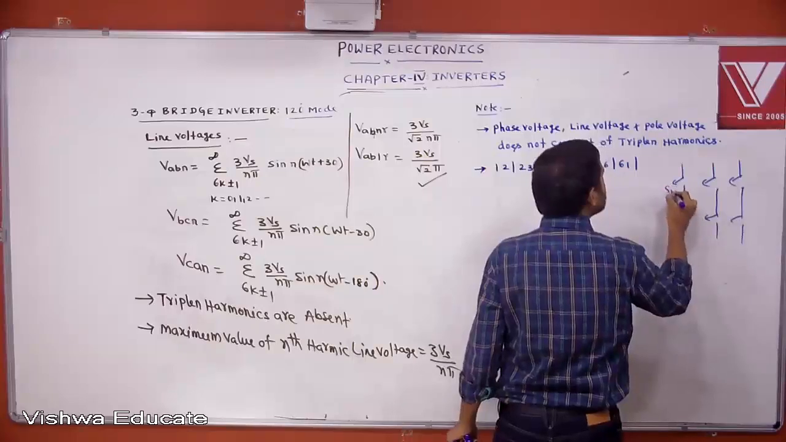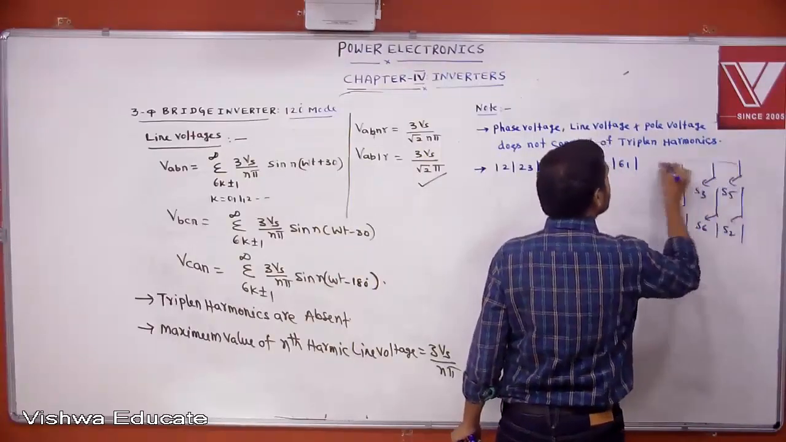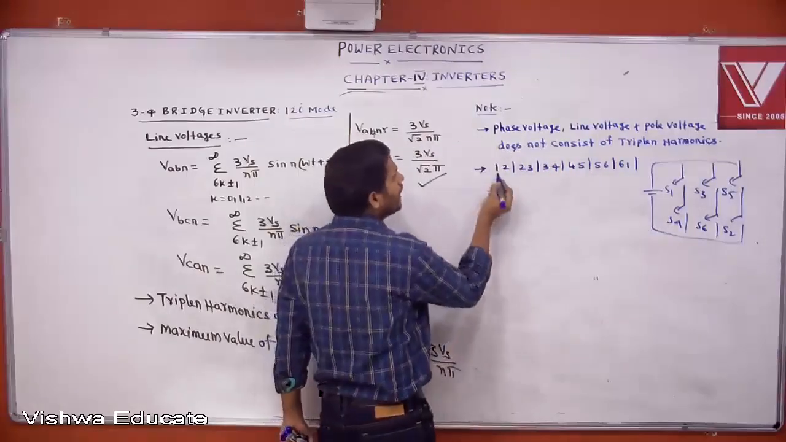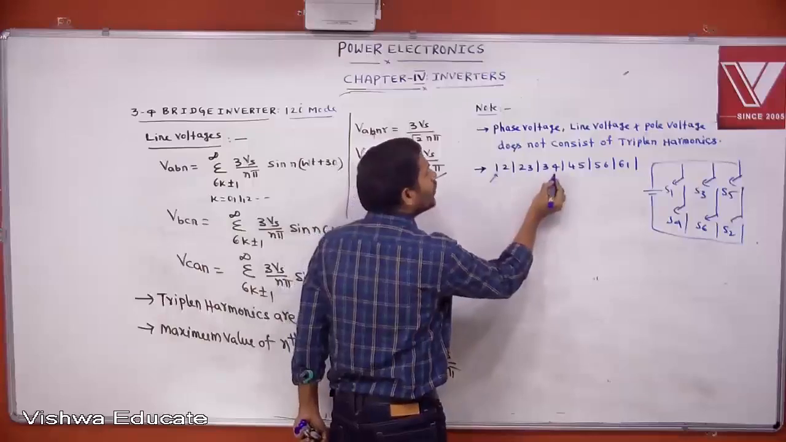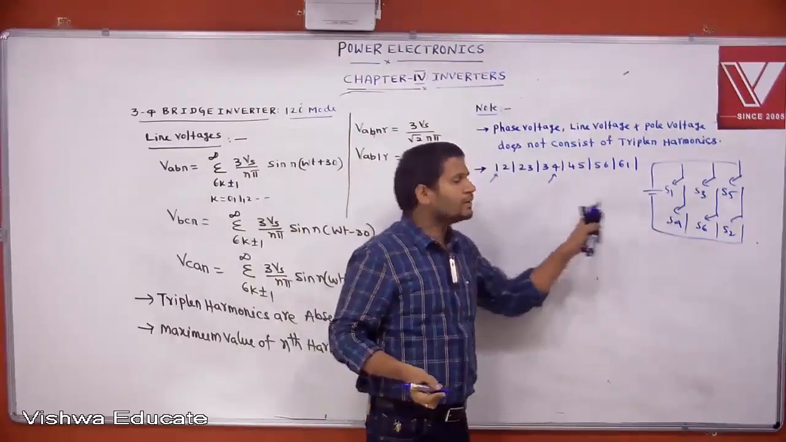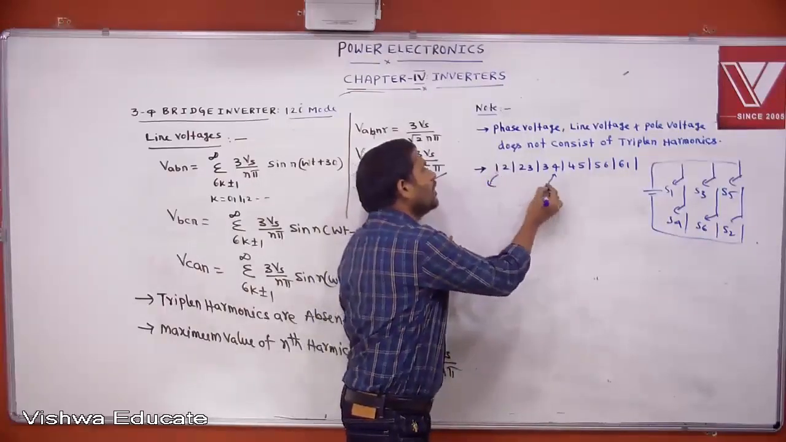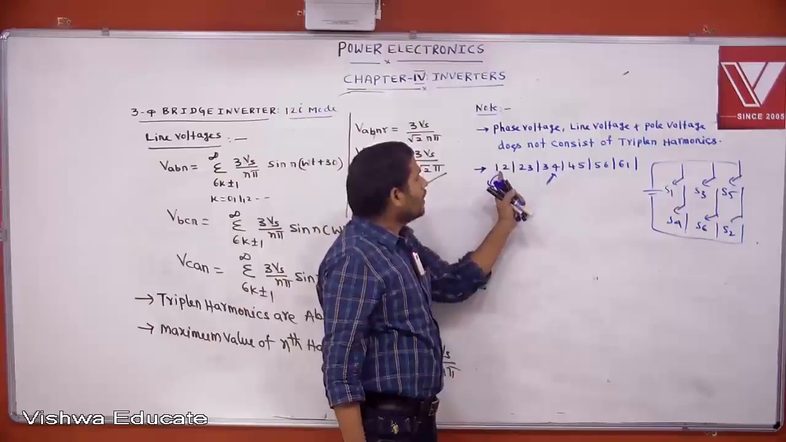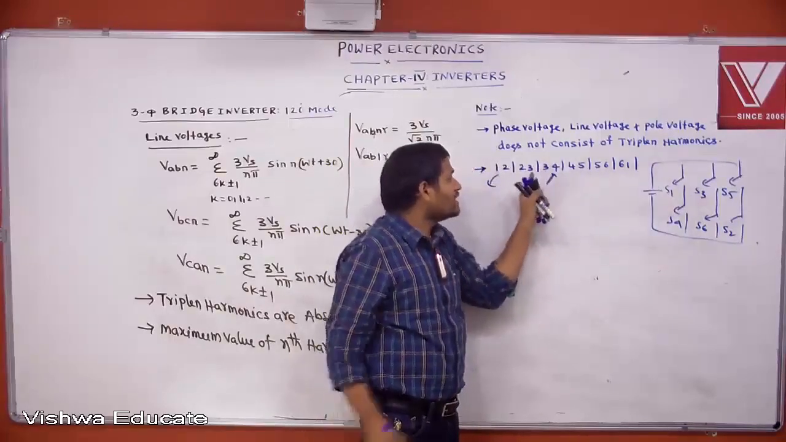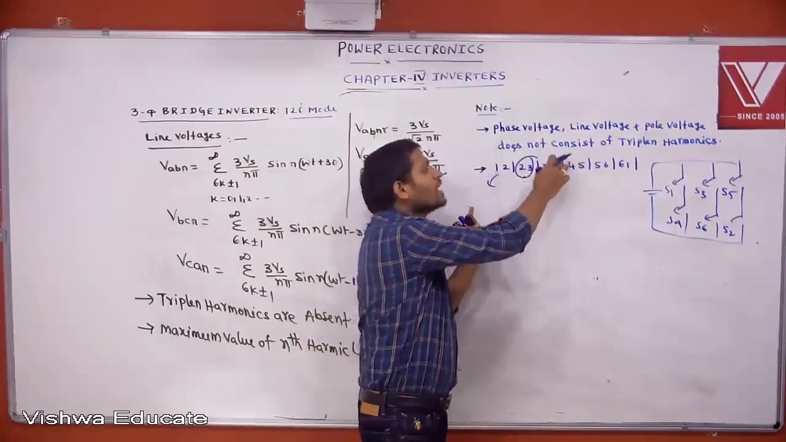Okay, this is S1, this is S3, this is S5, S4, S6, S2, this is supply. Now see, here 1 is turned off, here 4 is on. 1 and 4 are on the same leg, na? But 1 is outgoing, 4 is incoming. But there exists a 60-degree phase difference. After 60 degrees only, 4 is on.